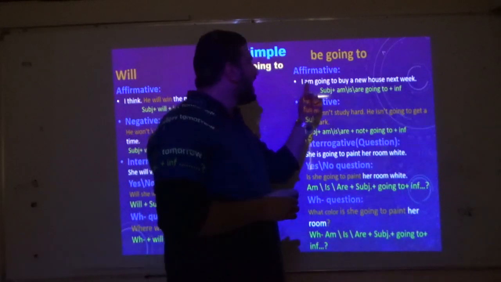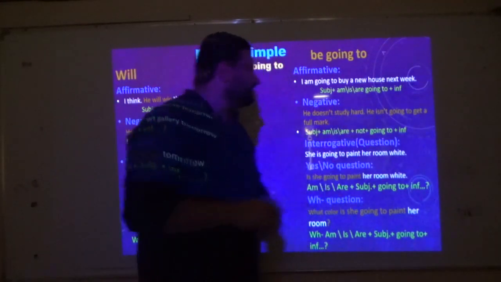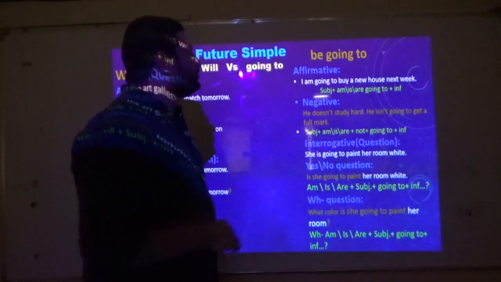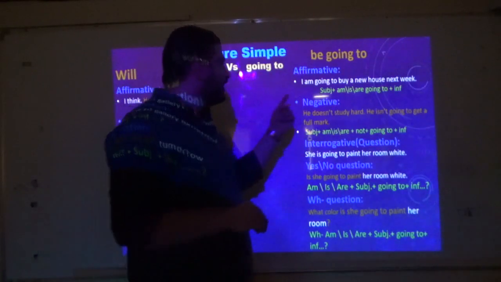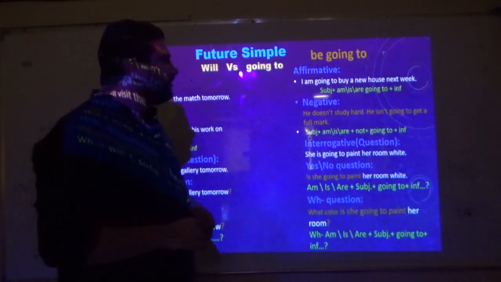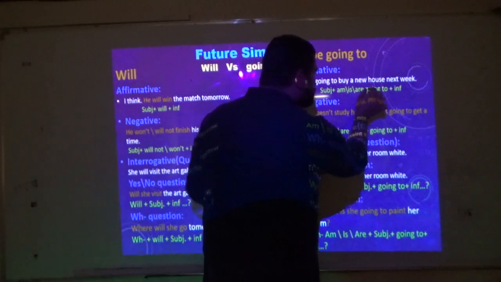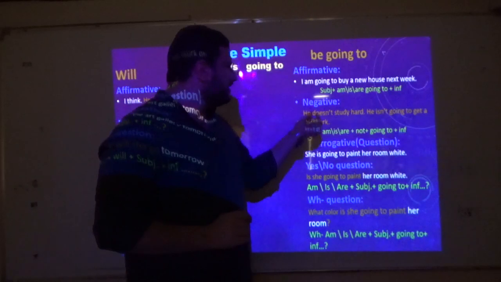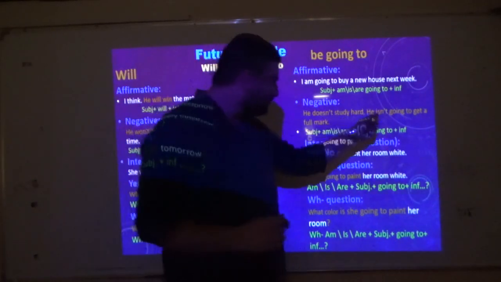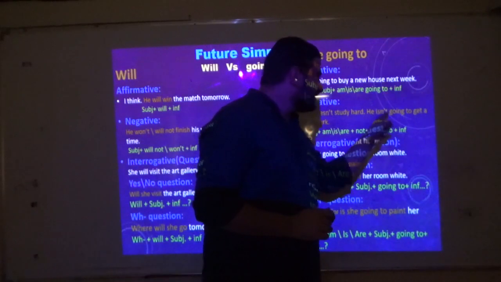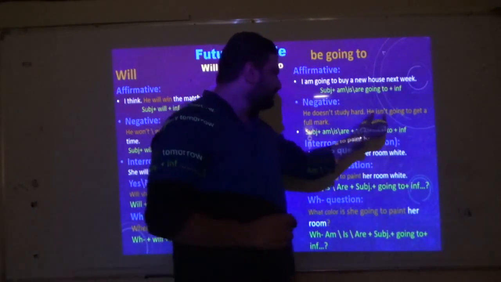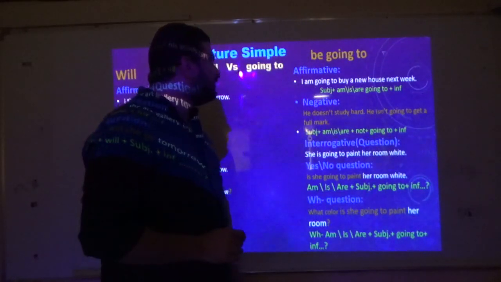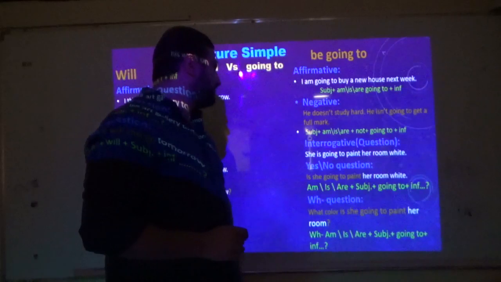So here, I am going to buy a new house next week. And here the word next is a word for the future time also, like tomorrow. The negative form of going to is the same form, but we insert not after verb to be. Look at this sentence. He doesn't study hard. This is the future sentence here. He isn't going. So is plus not, the short form isn't. So he isn't going to get the full mark. Why? Because he doesn't study hard.